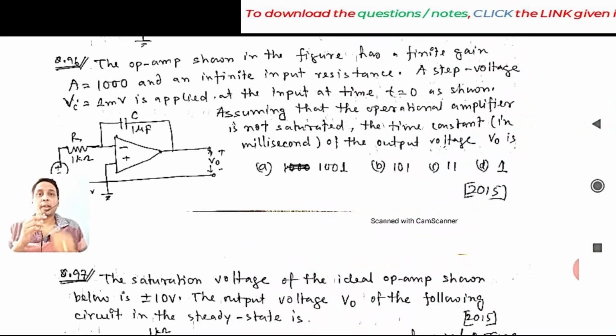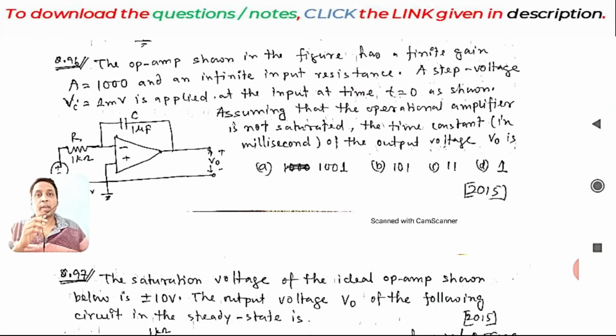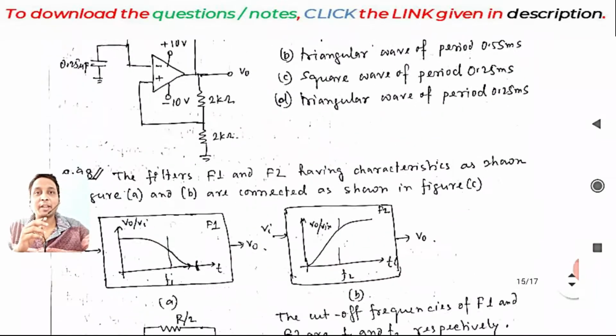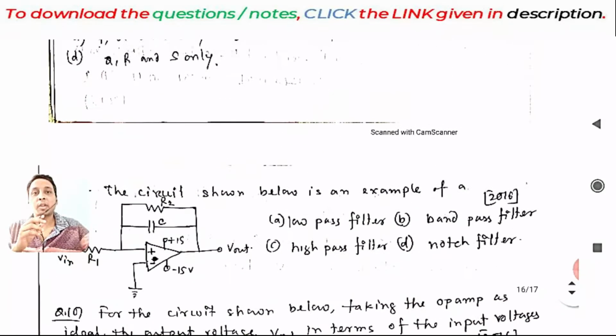Okay students, welcome you all to this new lecture on GATE analog electronics. Today we will be solving 5 questions from question number 96 onwards: 96, 97, 98, 99 and then 100. Okay, then let's try to solve these questions.